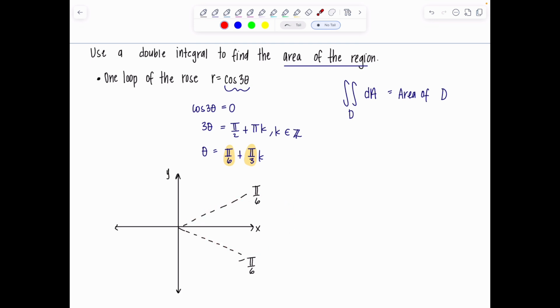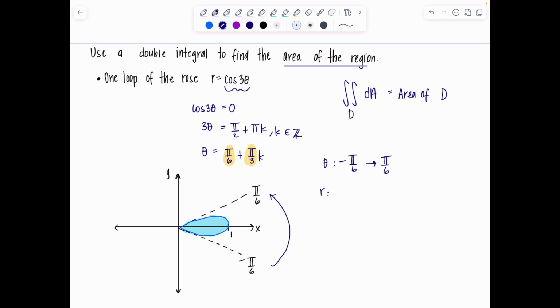Okay, the length of the petal is the coefficient on the trig function, which is just 1. So the longest the petal is going to be is 1. So it's just going to be something cute like this. Oh, I love it. Okay, so we want the area of that little petal. So we need limits for theta and r. Well, hopefully you could see theta is going to go from negative pi over 6 to pi over 6.